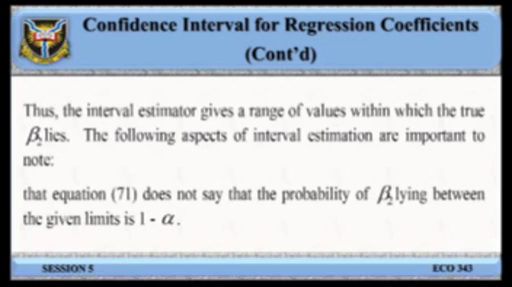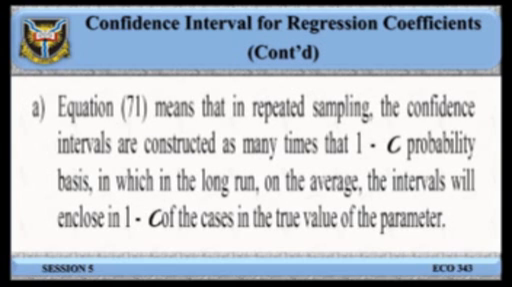The following aspects of interval estimation are important to note. A. Equation 71 does not say that the probability of beta 2 lying between the given limits is 1 minus alpha, since beta 2, although unknown, is assumed to be some fixed number. Either it lies in the interval or it does not.